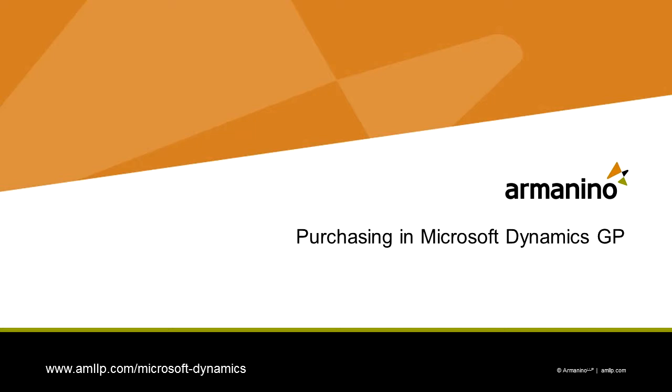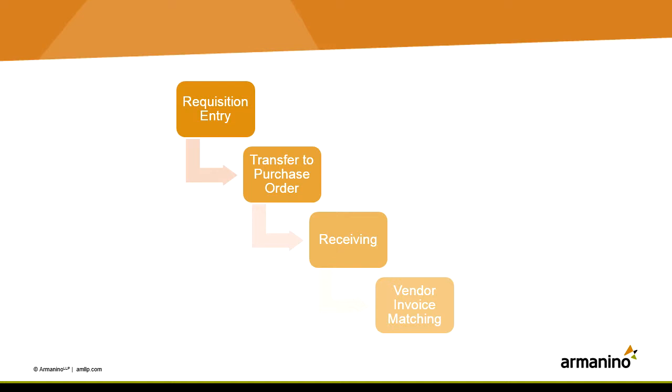I want to show you the purchasing process in Dynamics GP. This is basically the process. I'm going to enter a requisition. I'm going to have that transferred to a purchase order. I'm going to receive against that purchase order, and then I'm going to match the vendor's invoice to that receipt.